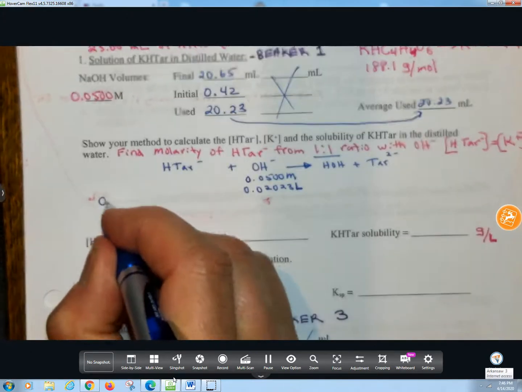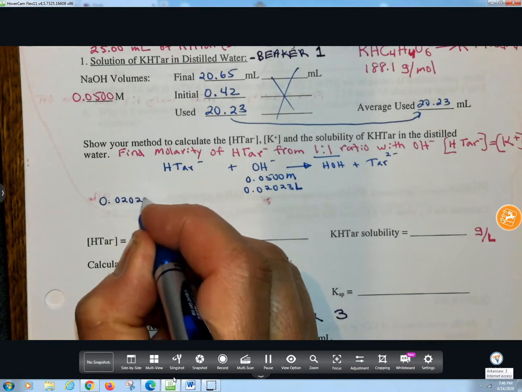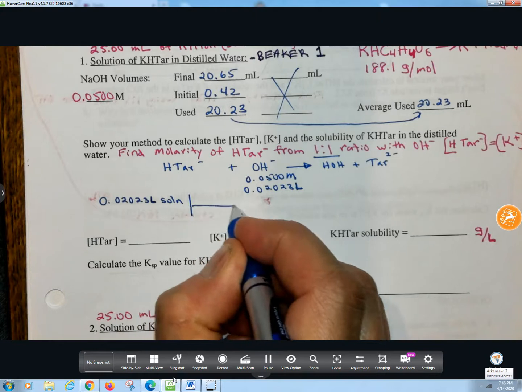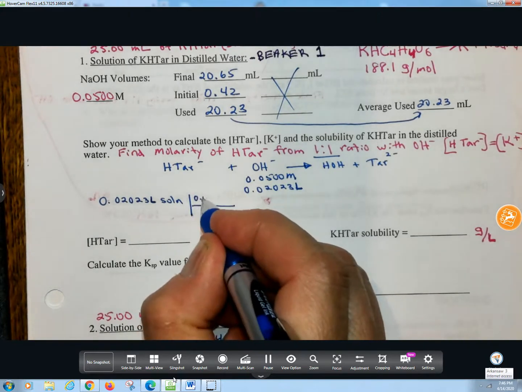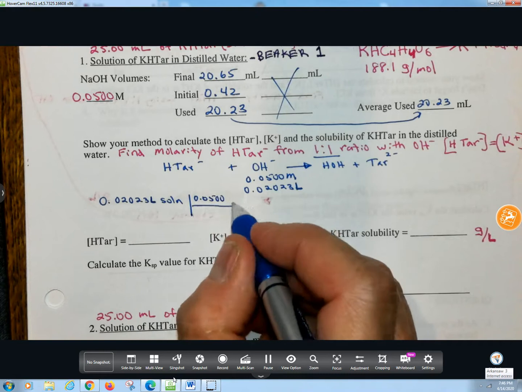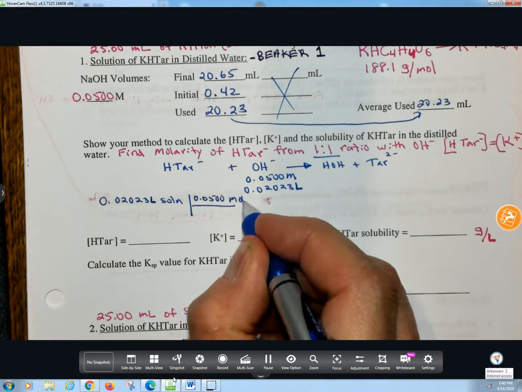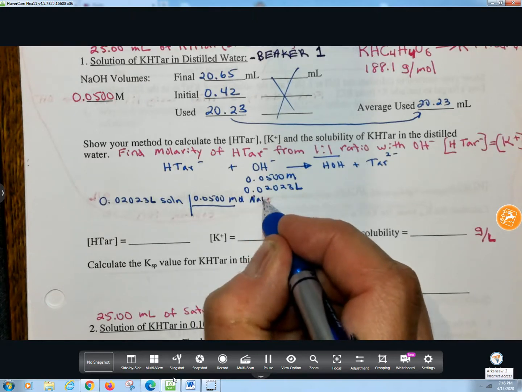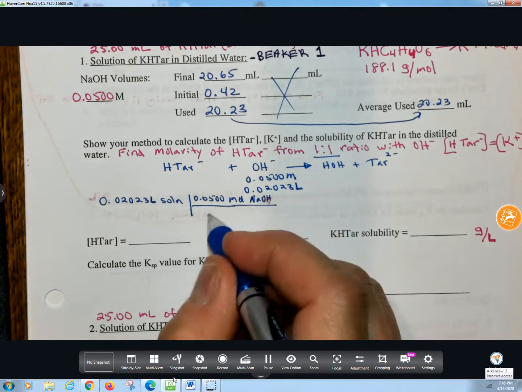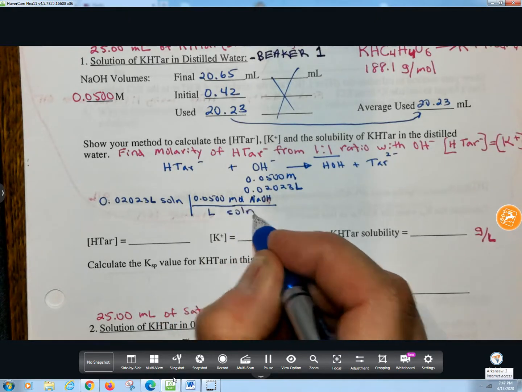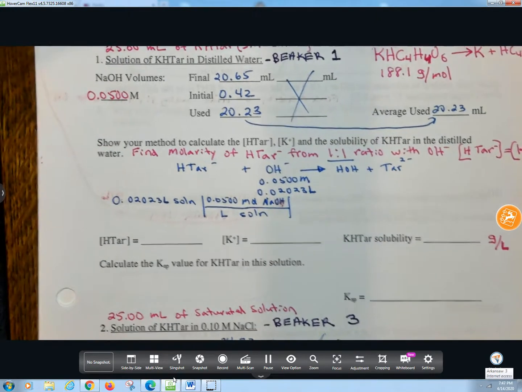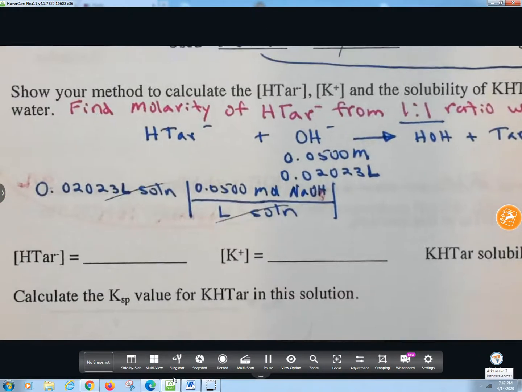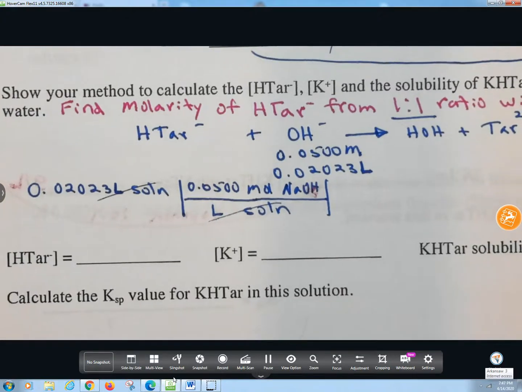So we have 0.0202 liters of solution. The concentration is 0.0500 mole of NaOH. I could put OH minus, but I guess I can put NaOH per liter of solution. So we know that liters of solution here are canceled out. I have moles of NaOH. It is a 1-to-1 ratio.